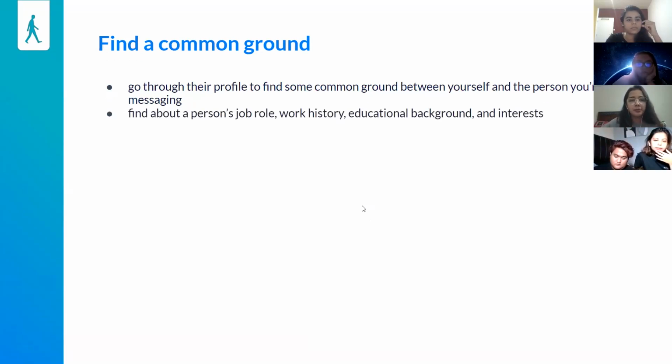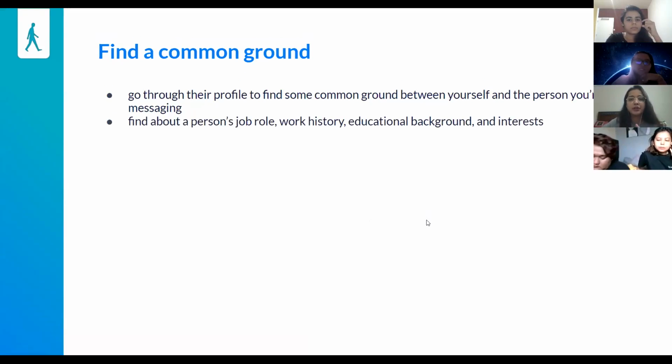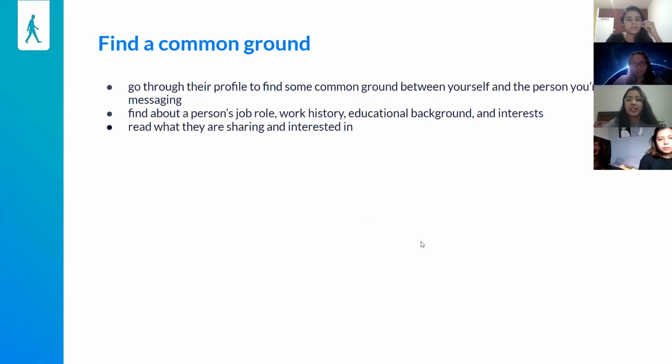Then find out about the person's job role, work history, educational background and interests. Doing a bit of background research on the person is very important to understand what that person does, what they're interested in, what their history is, and so on. The next thing is to read what they're sharing and interested in. When you're finding a common ground, it's important to not only know the person, but also know the organization they're working in, so it's very easy for you to initiate conversation when you actually talk to them.